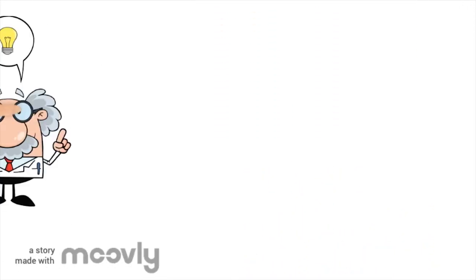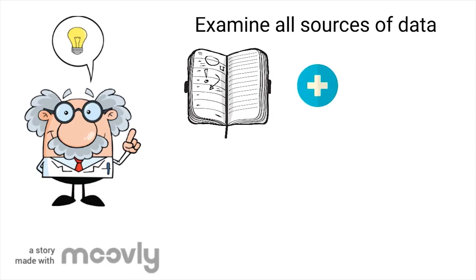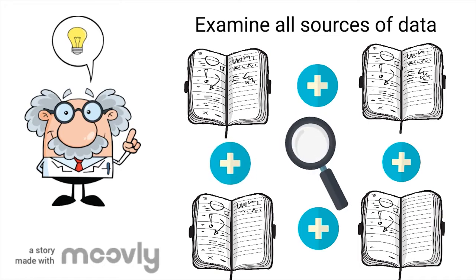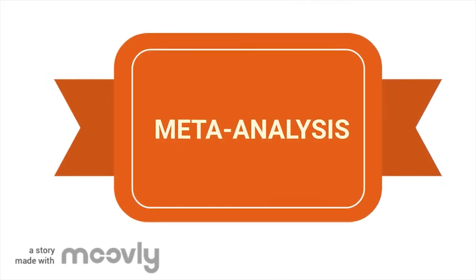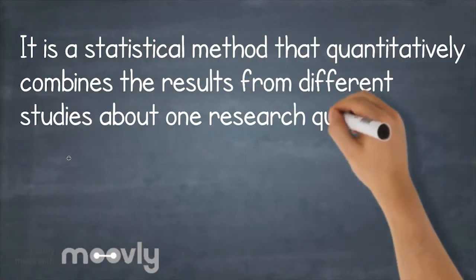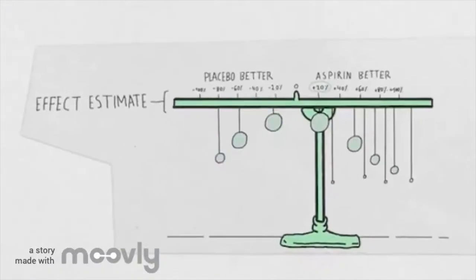When scientists want to get a real picture of whether a drug works or not, or if there is a link between two variables, they need to examine all sources of data as critically and objectively as possible, using meta-analysis. It is a statistical method that quantitatively combines the results from different studies about one research question. So, basically, it can provide an overall estimate of the net benefit or harm of an intervention, even when these effects may not be apparent in the individual studies.